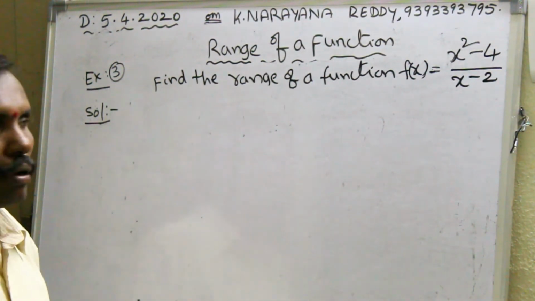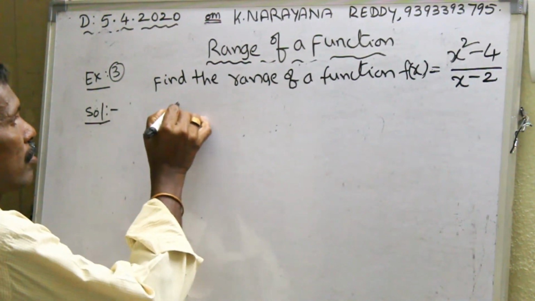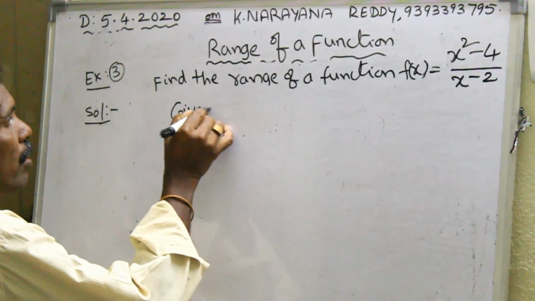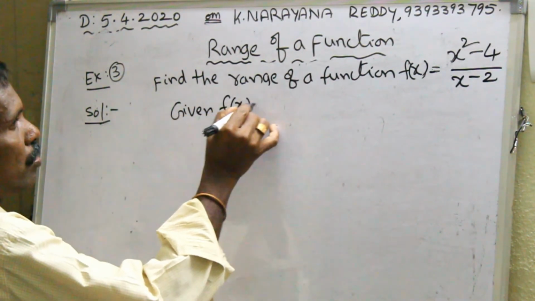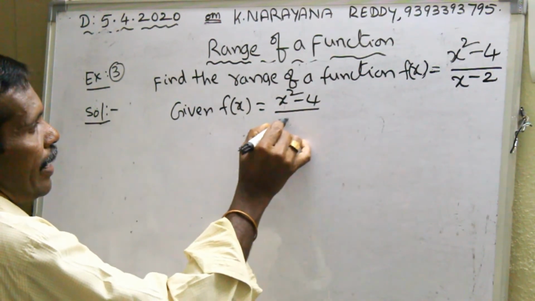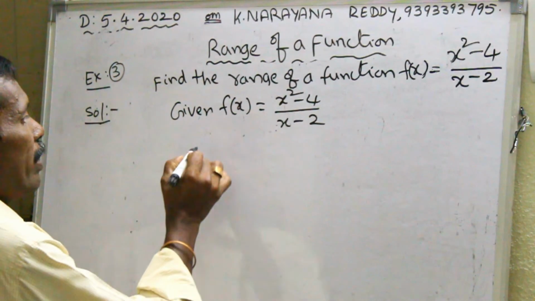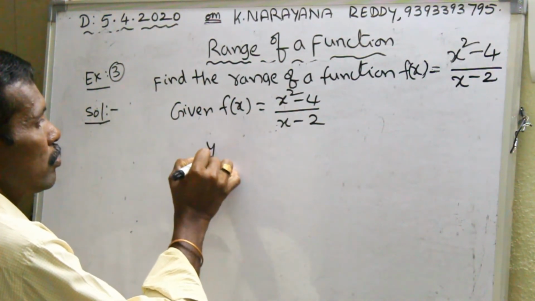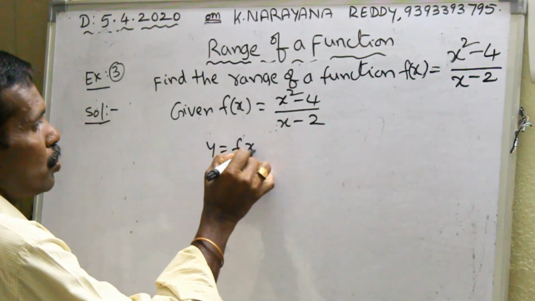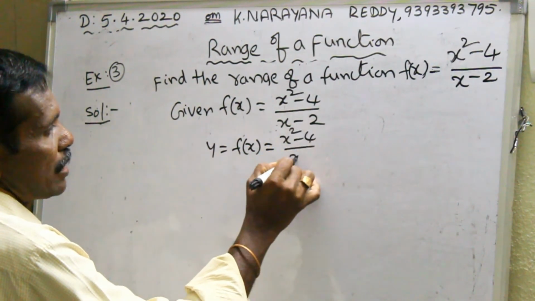This is a very important problem. Given f of x equals x square minus 4 divided by x minus 2. Y equals f of x equals x square minus 4 by x minus 2.